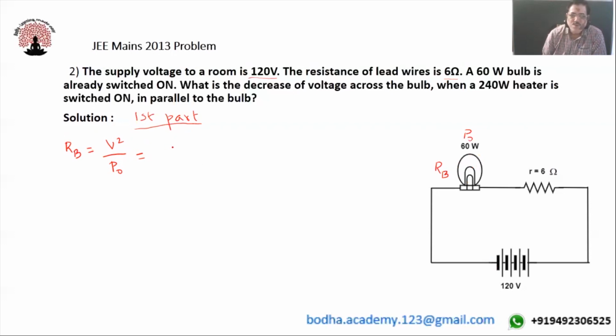By default, we'll assume that voltage across the bulb and applied voltage are one and the same. So this voltage is 120. Voltage square means 120 into 120 by power, which is 60. On simplification we get the resistance of the bulb as 240 ohms.